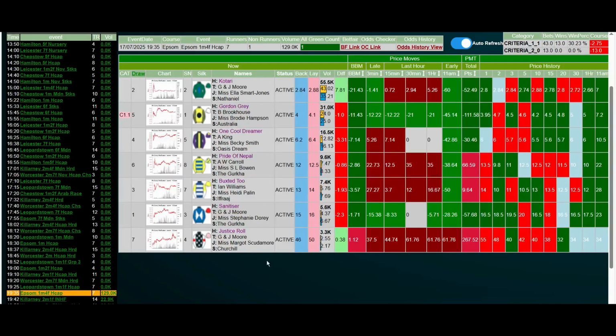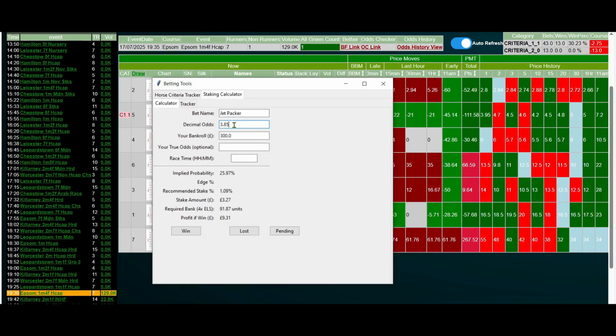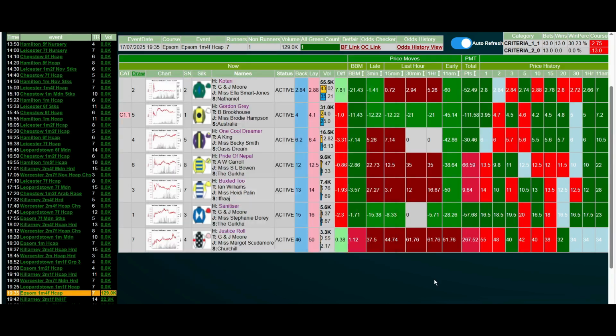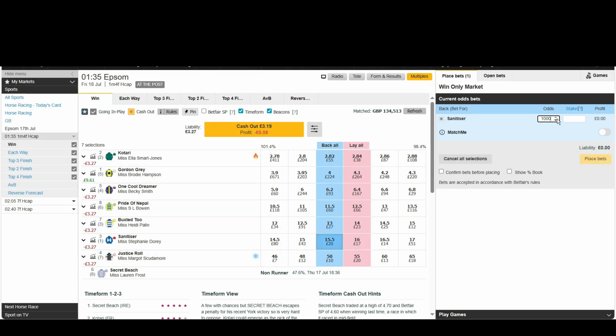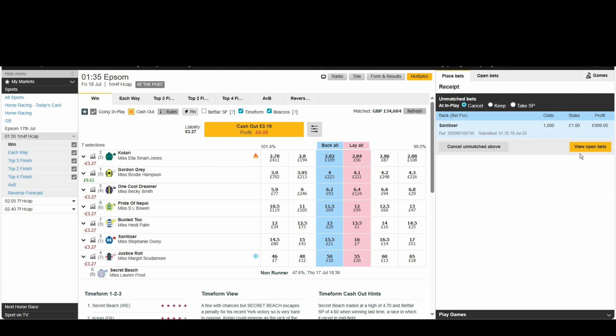Is 15 to 1, Sanitizer. So we're going to pop in Sanitizer at 15s. Once again, we'll fill it in. Now 75 pence. This is where it gets a bit tricky. You've got to be quick here. So Sanitizer, you're going to do the old £1 bet. And we need 75 pence on that.